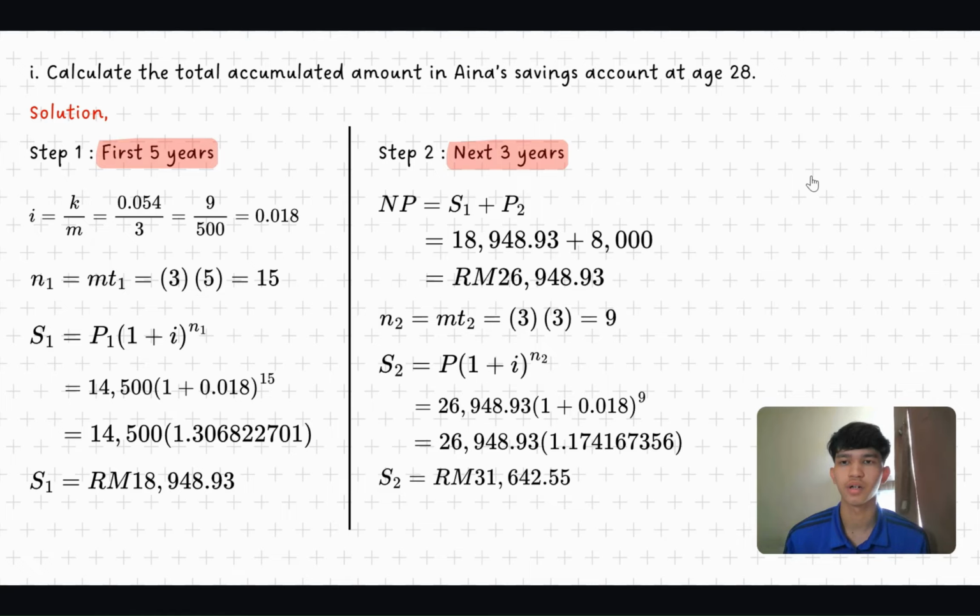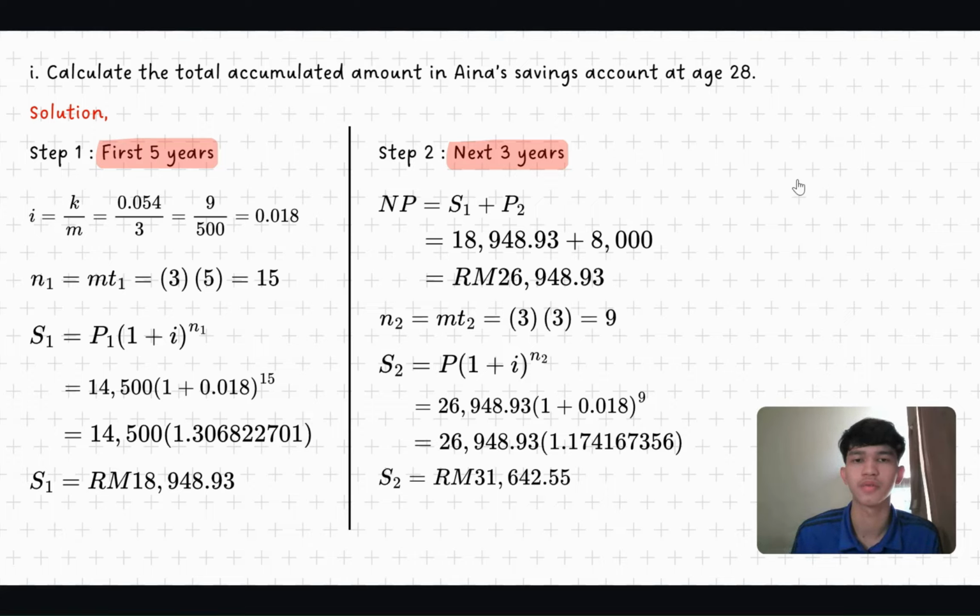Next, we use this formula to find S1. S1 equals P1 times (1 plus I) to the power of N. After we substitute the numbers and calculate, we get 15,500 multiplied by 1.3068222701. So the answer for S1 is RM 80,948.93.